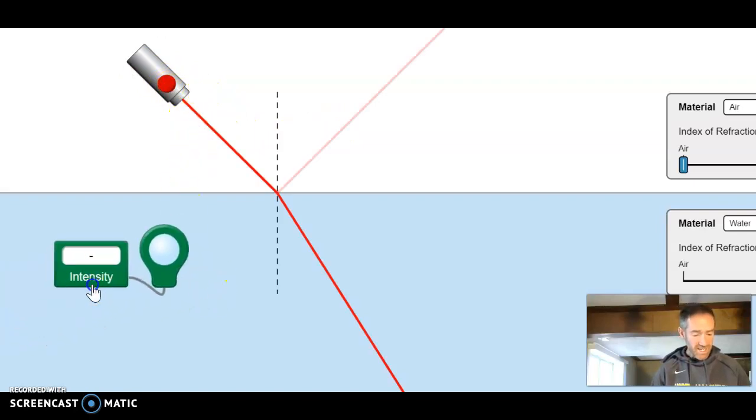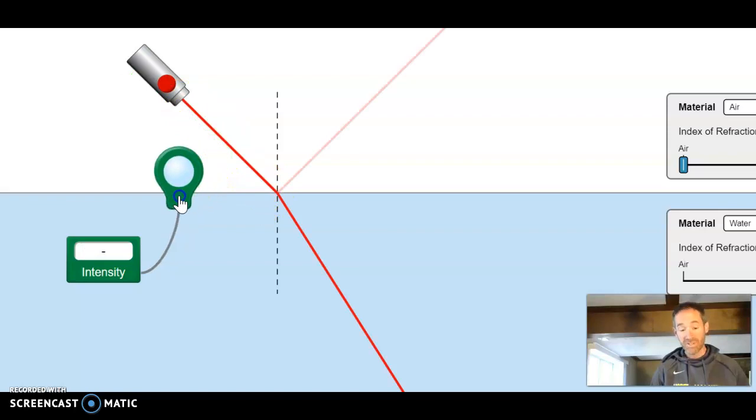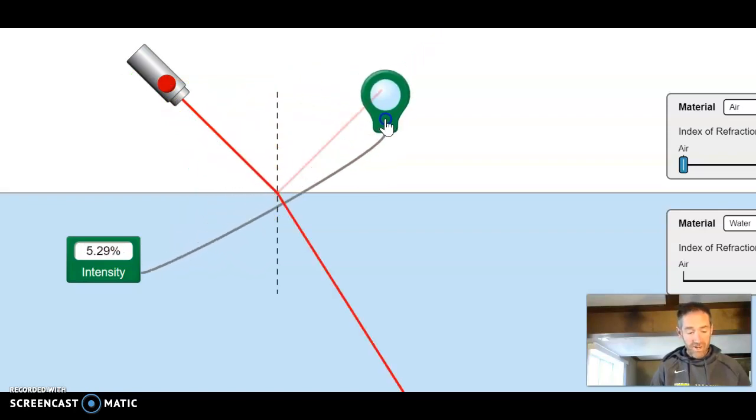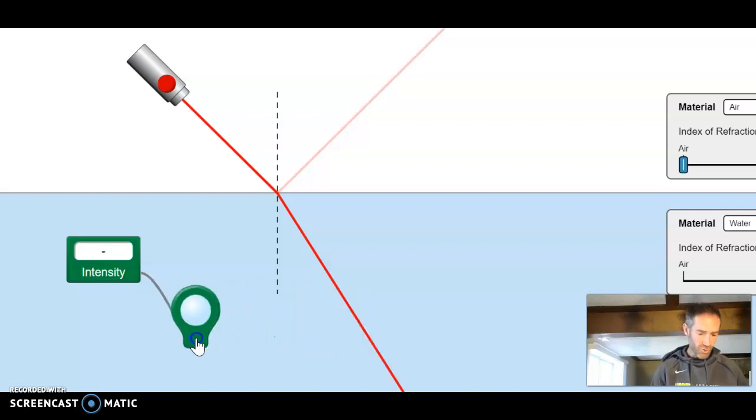They have this neat intensity meter that you can put up here, and you can say 100% of the light is incident on that interface, meaning it's the part that's coming in. And then there's 5.29% being reflected and 94.71% that's being transmitted. And so, yeah, it is being split into two bits. None of the light's being lost. Some of it reflects back and some of it transmits forward.